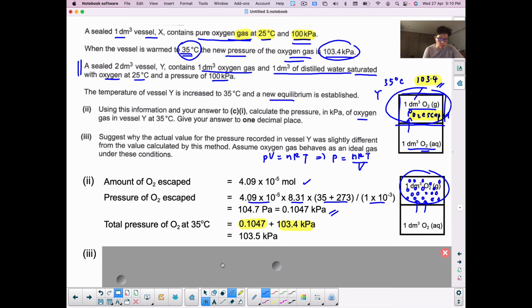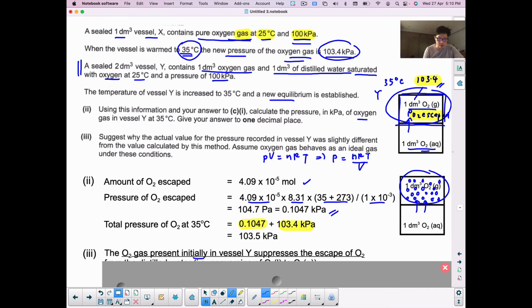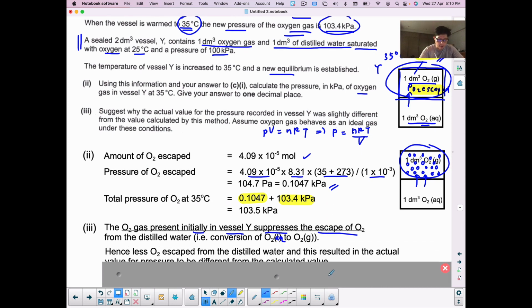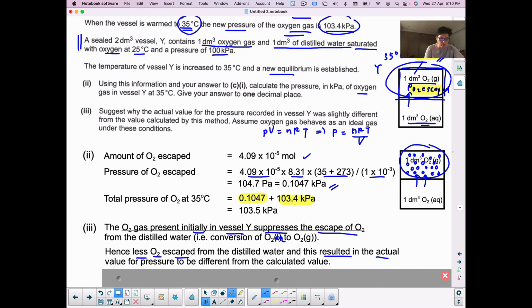So actually, this is what happens. The oxygen present initially in vessel Y suppresses the escape of oxygen from the distilled water. Maybe this time I should put O2 gas to aqueous. So hence, less oxygen would have escaped, and this resulted in the actual value for the pressure being different from the calculated value.